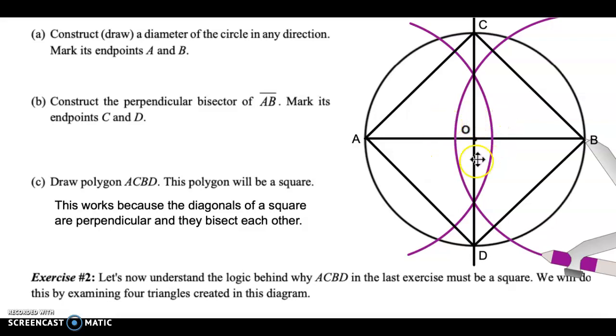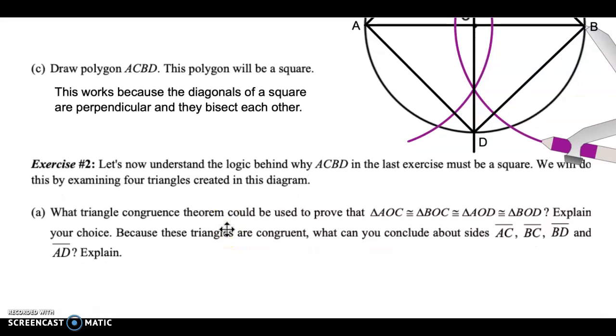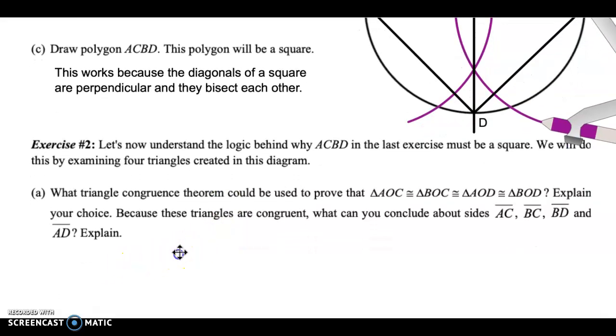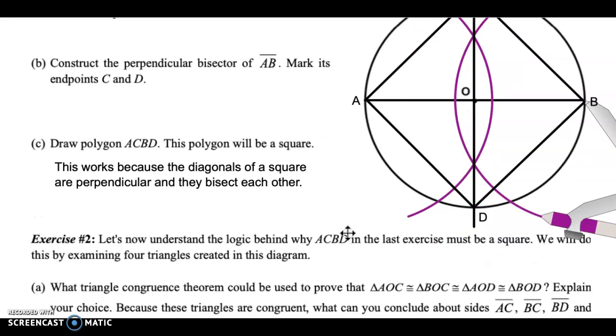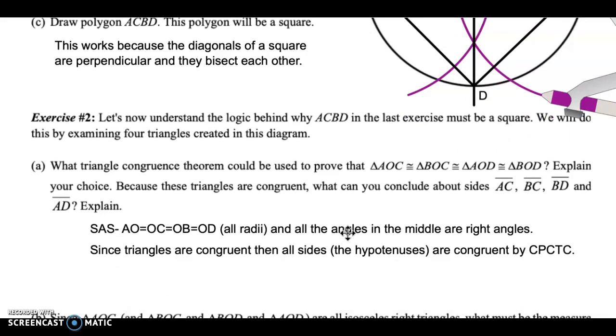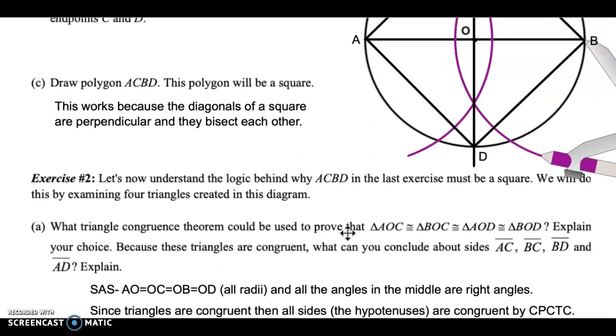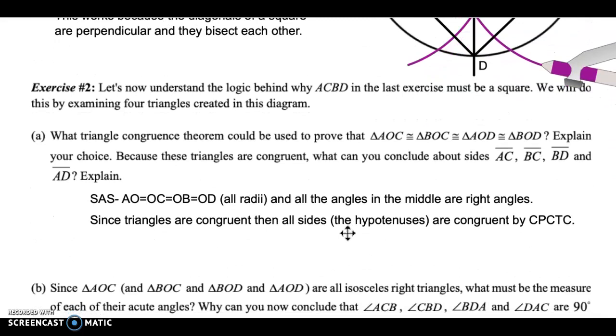And all these angles in the middle right here by O are all right angles because they're perpendicular. So basically, those triangles are congruent to each other by side angle side. AO is equal to OC is equal to OB is equal to OD because they're all the radii. And all the angles in the middle are right angles because we created a perpendicular bisector, so those lines in the middle are perpendicular. And since the triangles are congruent by side angle side, then all the hypotenuses, so that would be OC, BC, BD, and AD, all those hypotenuses have to be congruent by CPCTC. So since the triangles are congruent, all the corresponding parts, which in our case are the hypotenuses of those right triangles, are congruent. Those hypotenuses of the right triangle are actually my sides of the square.